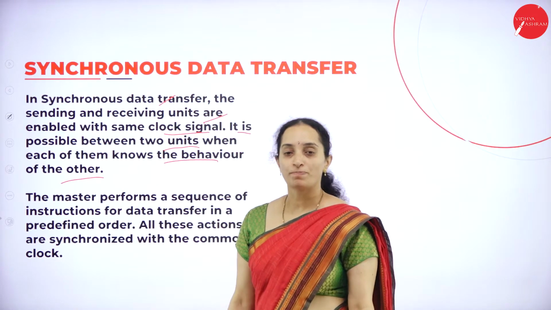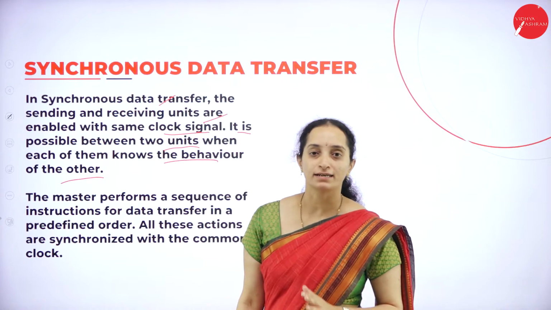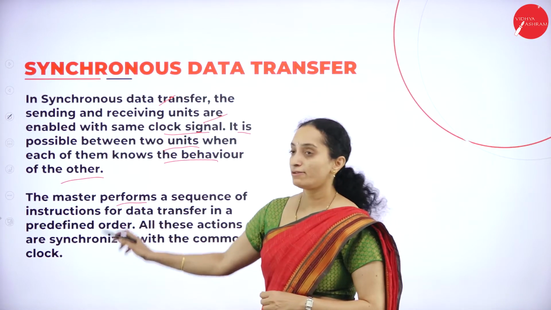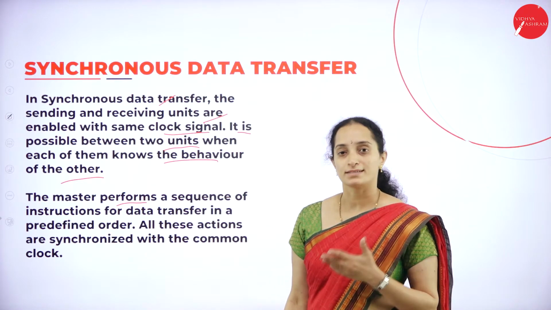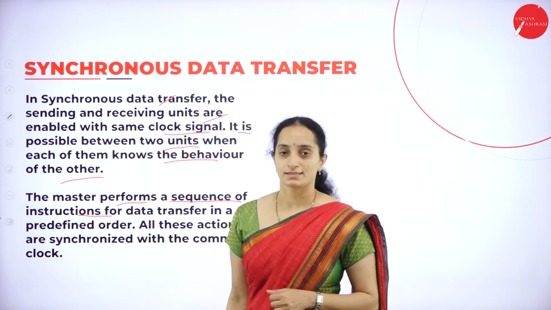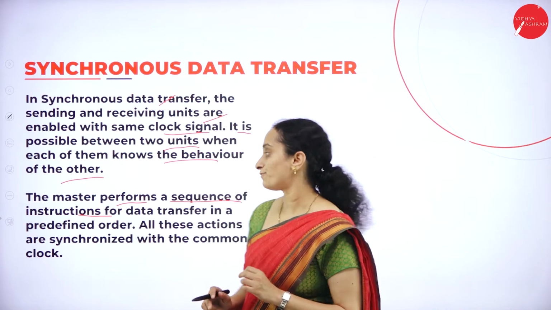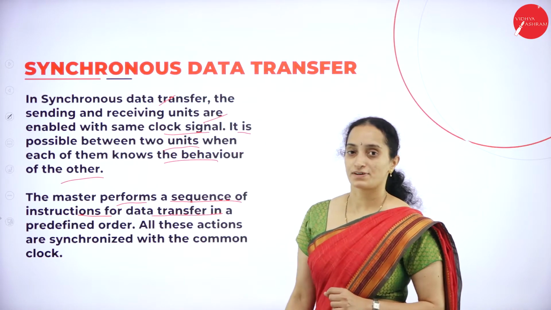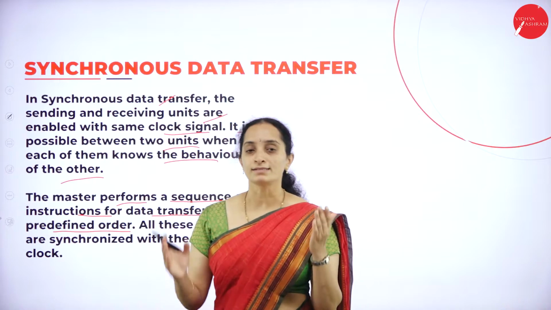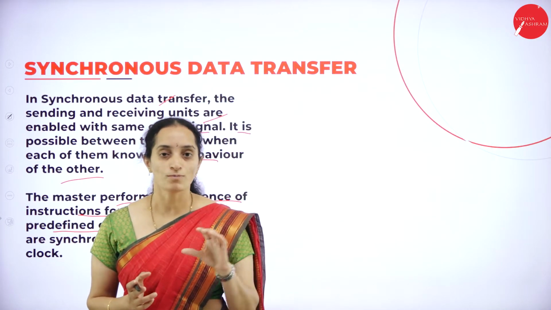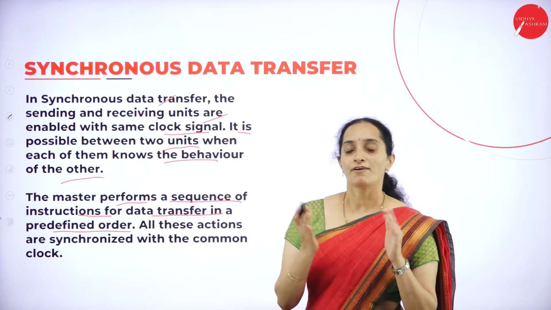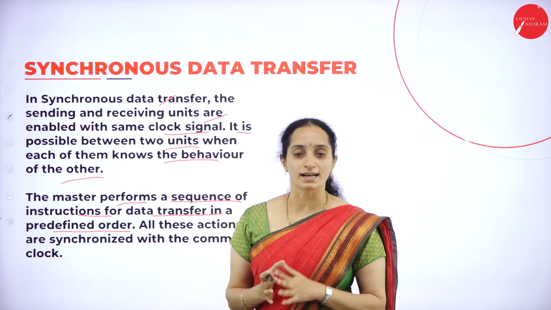There will be two parts, that is the master and the slave. What are these master and slave? Let's look at that. The sender can be considered as a master. The master performs a sequence of instructions for data transfer in a predefined order. Before the communication starts, there will be communication of how the data will be transferred, on what path the data will be transferred. Everything will be communicated between the sender and the receiver.